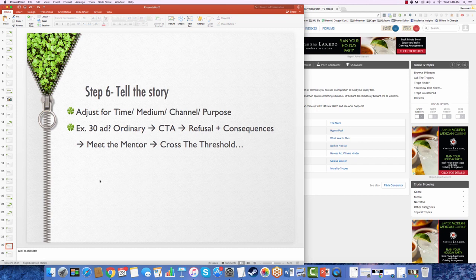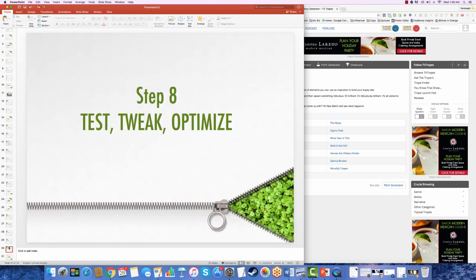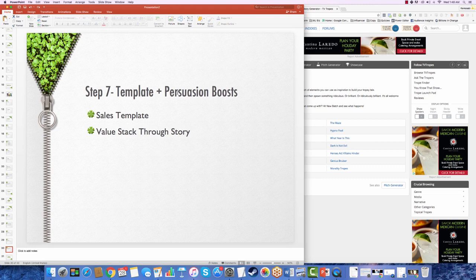The context is very simple, but it's also very specific to exactly what you are doing. So adjust the story and the stuff you're using for the time, medium, channel, and purpose that you are writing the story for. Next step, template. Template plus persuasion boosts. So using a sales template here is going to help you, because once you've told your story, once you've sat down with someone in the chair next to them and told this story, then you're going to want to make sure you hit normal psychological persuasion triggers throughout the story. And you've got to weave those in.